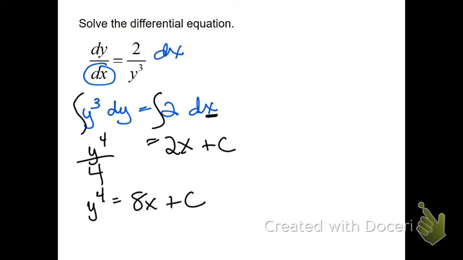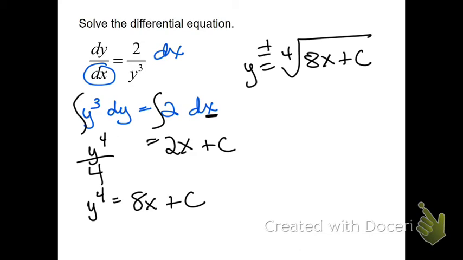And then 4th root of both sides, 8x plus c. And a technicality that I didn't really mean to trick you with, when you do a 4th root, just like when you do a square root, you actually need a plus or minus.